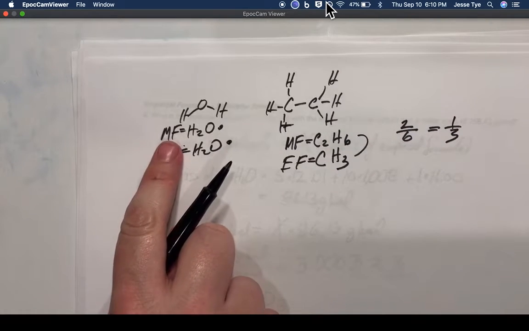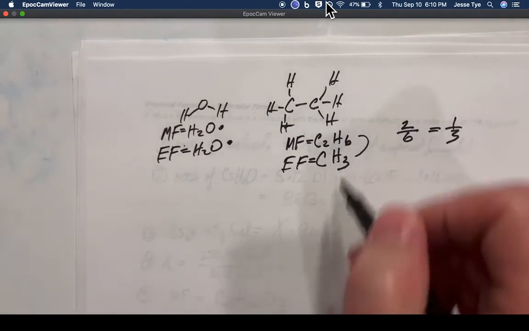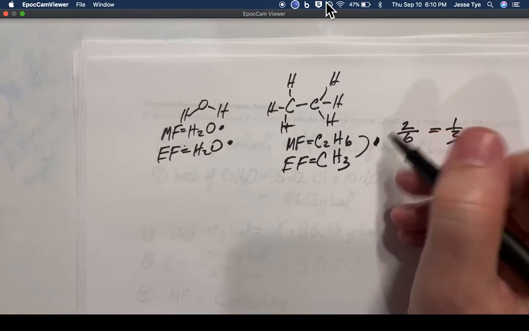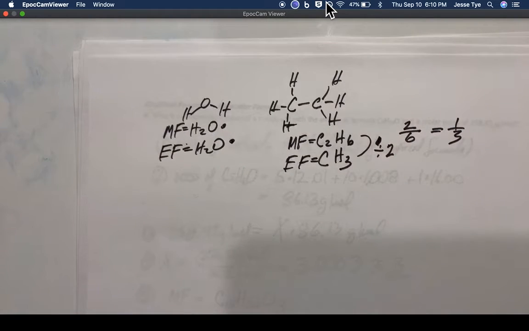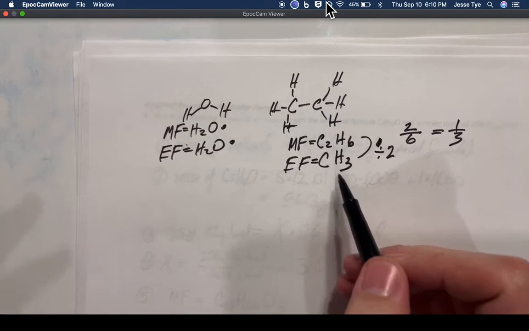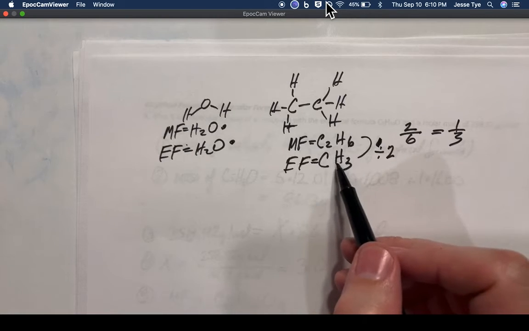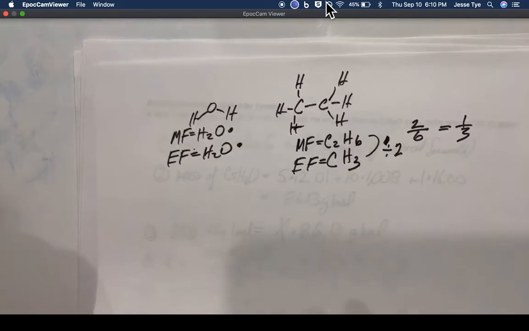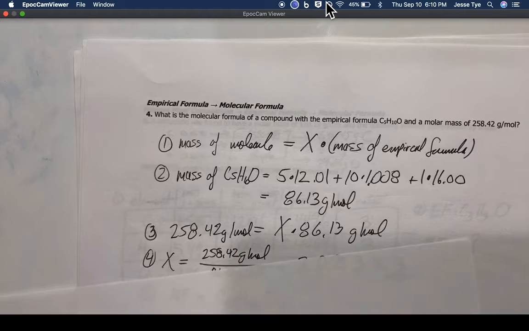So the molecular formula can be the same as the empirical formula, or it can be different. It's going to be different anytime we can divide both of those coefficients by 2. 2 divided by 2 gives me a 1, and we don't show 1s. And then 6 divided by 2 gives me 3. So you can think about this as simplifying a fraction down.